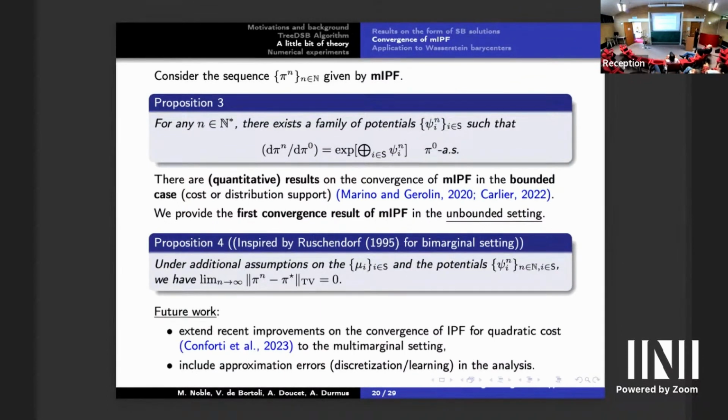A paper that Alain did with Giovanni Conforti has some quantitative results for quadratic costs. So this is really cool. But for now it is in the two-marginal setting, and you could maybe extend it to the multi-marginal setting. Once again, it's not trivial. And the problem is that this is only theoretical. I do not include any time discretization error from my SDE discretization. I do not include any approximation error from my neural network. So for now, it's only theoretical without any practical assumption.